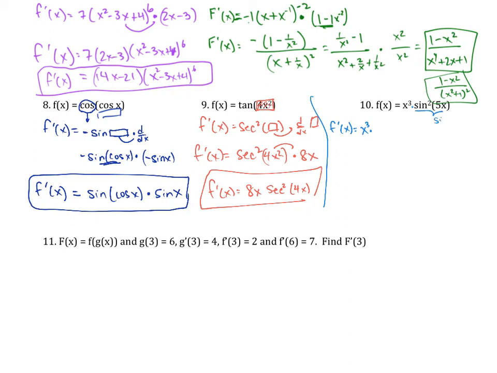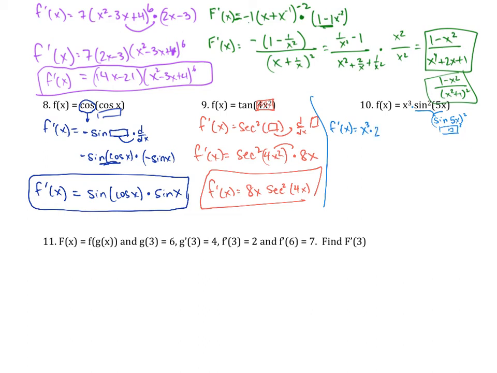Let's rewrite this as sine 5x squared. So I have the outer box. Then I've got an inner box, which is that 5x. I've got a chain inside a chain. So let's do that. Let's do the outer box.